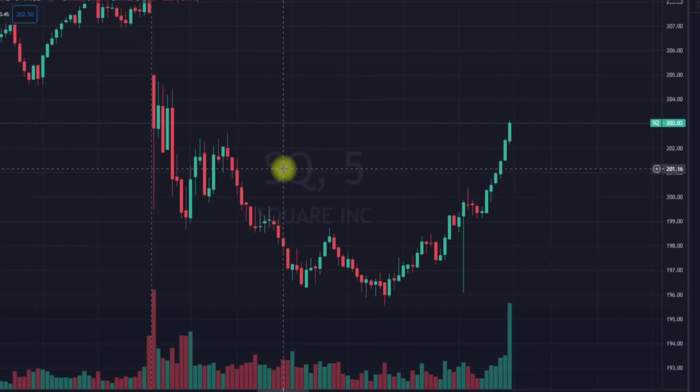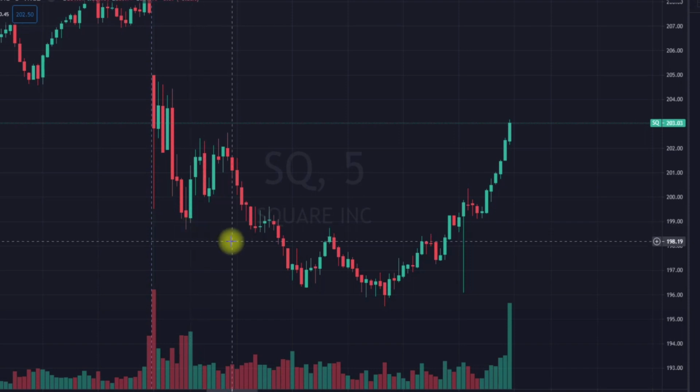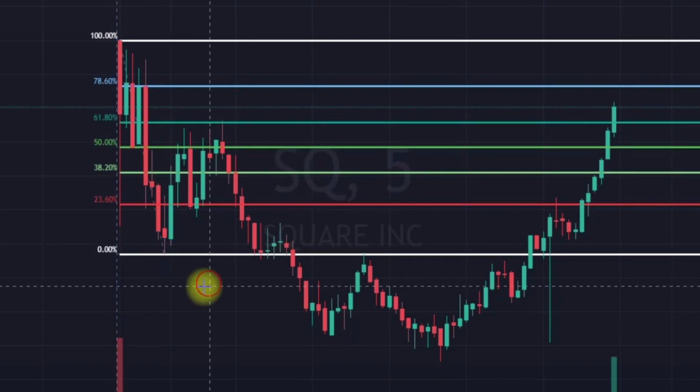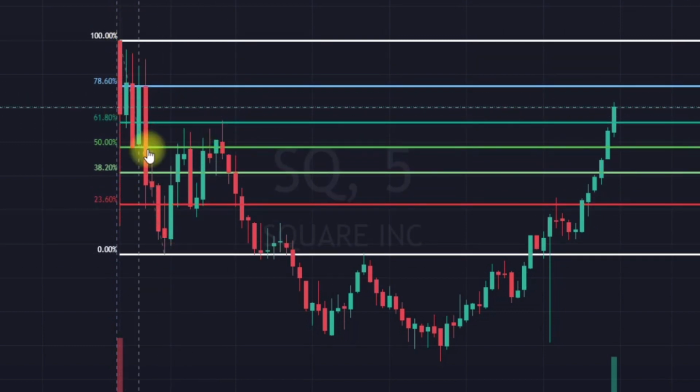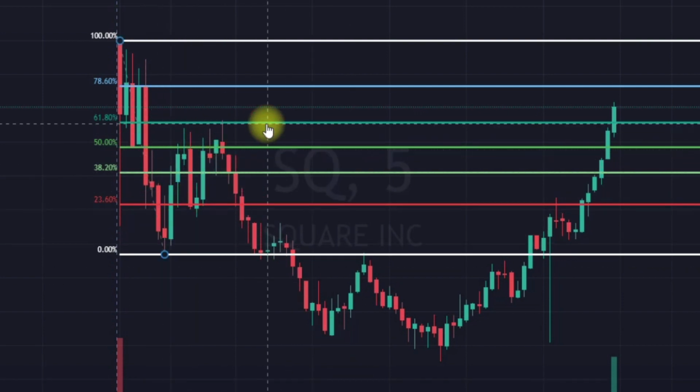Next, let's look at square. Isn't quite as obvious of a chart, so we're going to use Fibonacci extensions. Of course, you could have done the retracement from top to bottom here, and it did bounce off the 61.8 right there to make its way back down. This is a little messier, not quite as clean, but it did work.